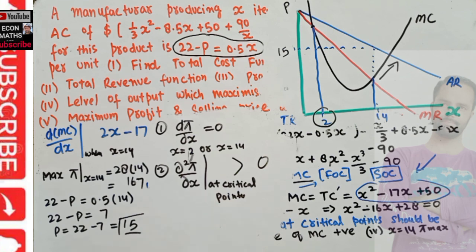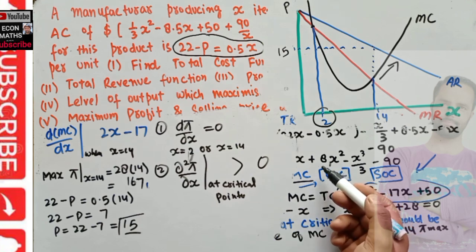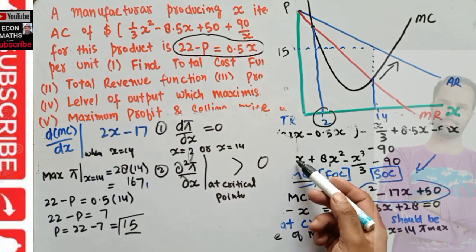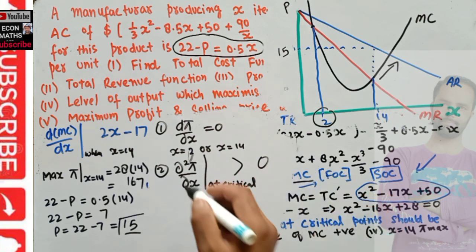So you can use this notation also to check the profit maximizing condition and the second order condition. What was our profit function? I don't remember what was here. I leave it for you people to check it.